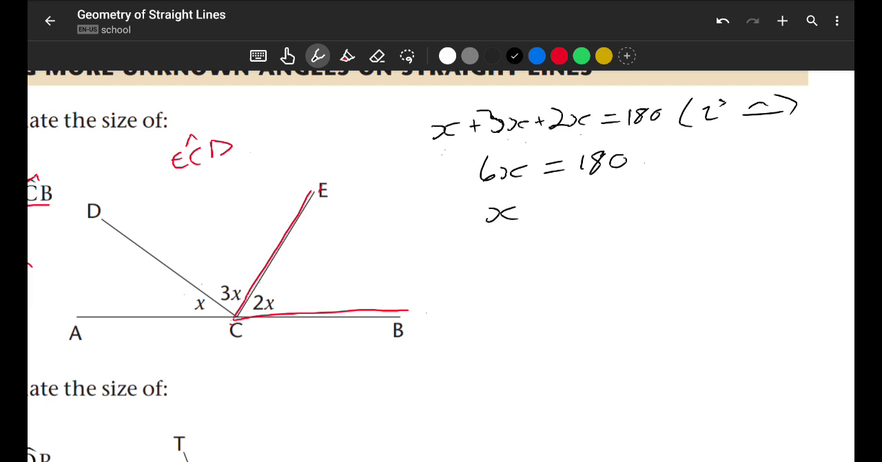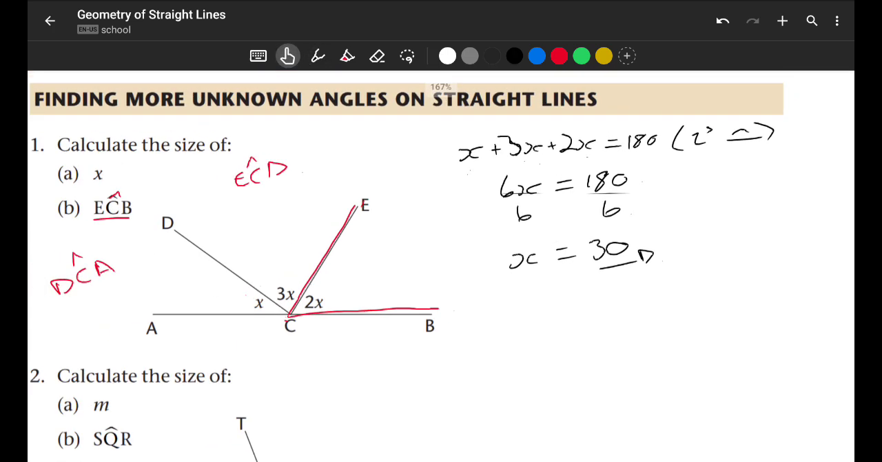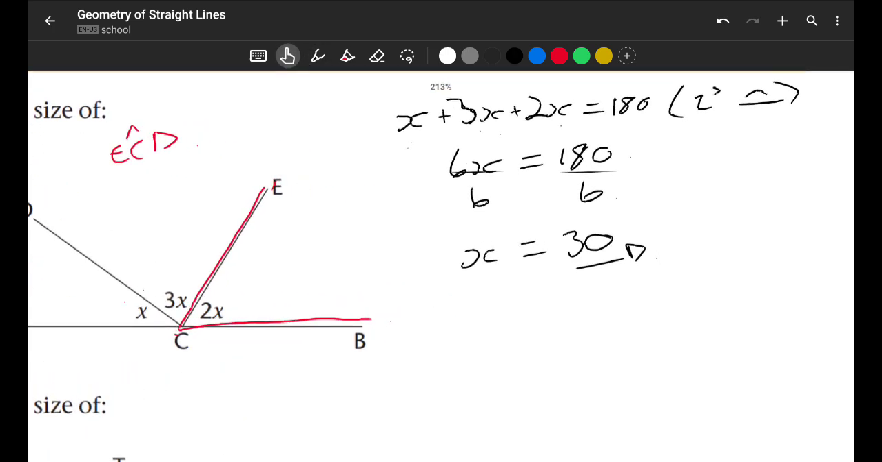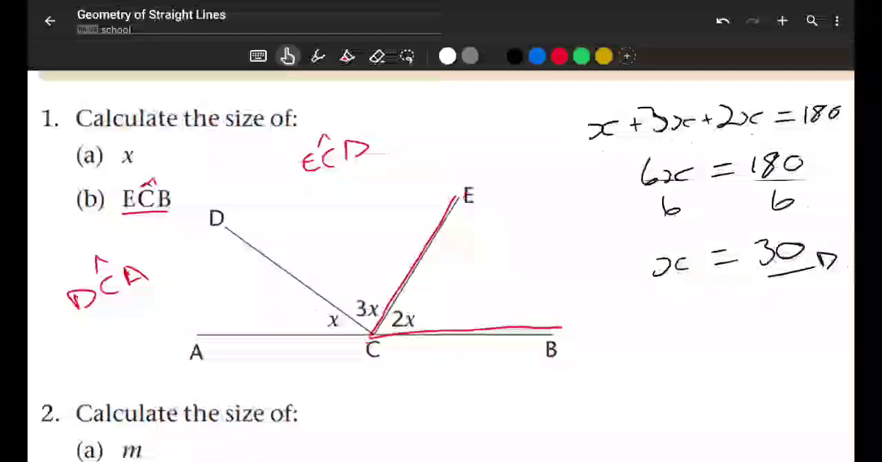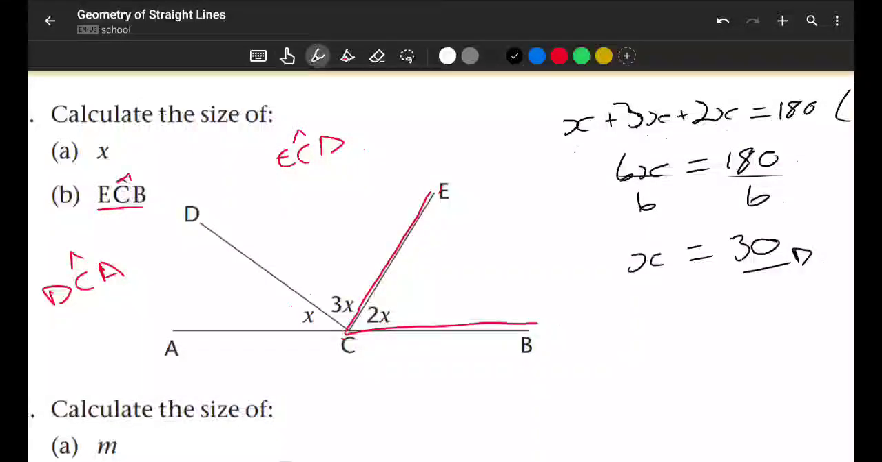Oh sorry, I skipped a step there. How do we find x by itself? Divide by 6 on both sides. x is equal to, this should give me 30. Yeah, 30. And that's how you find it. Now, don't make the mistake I did. I thought I was already done, but move on to question B.